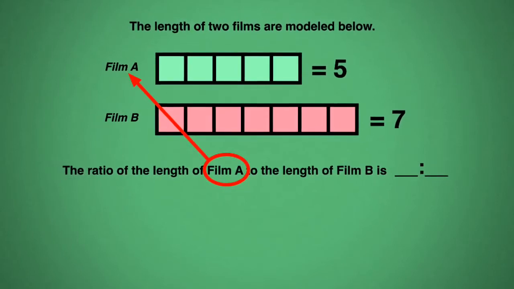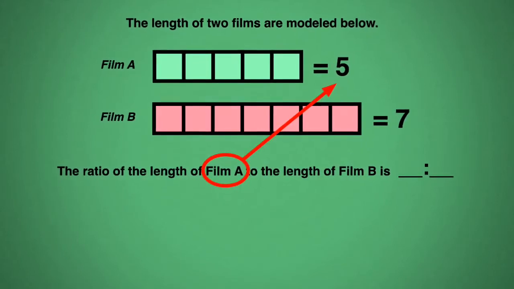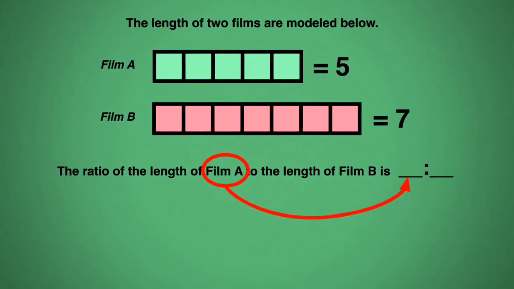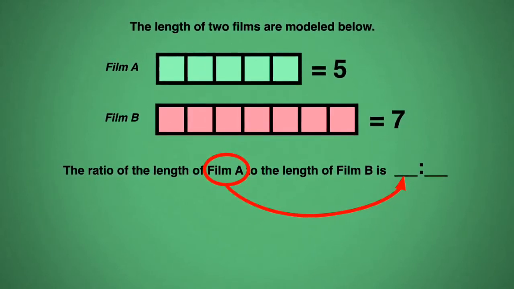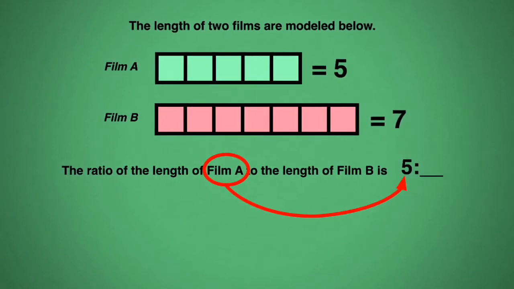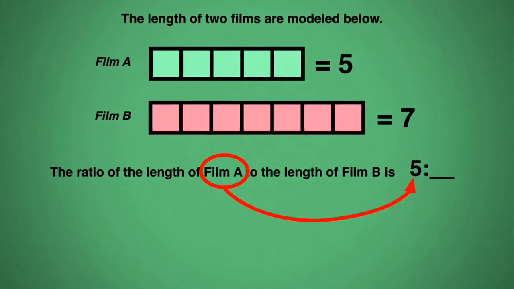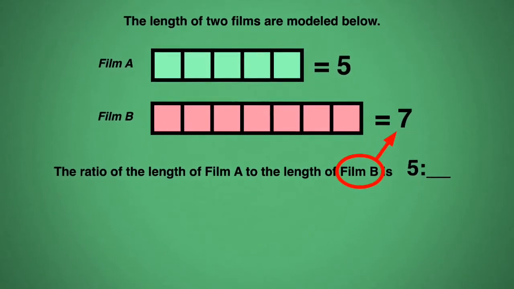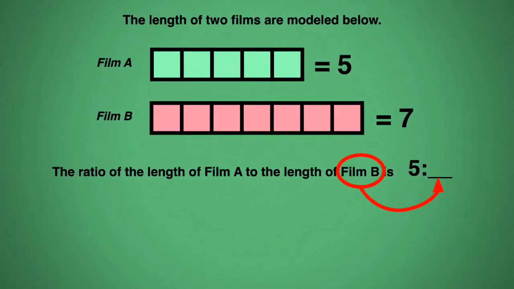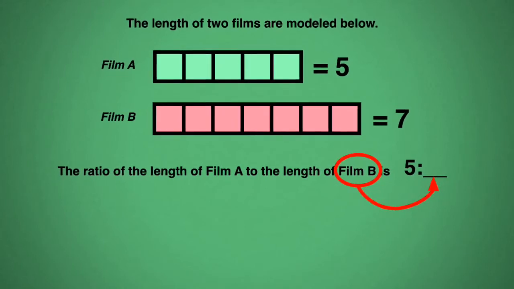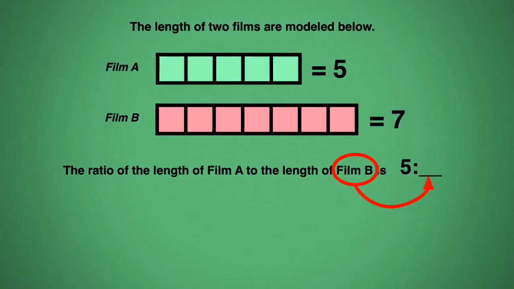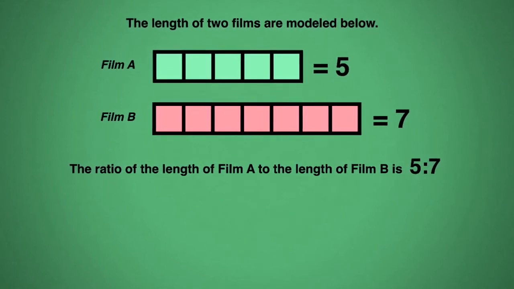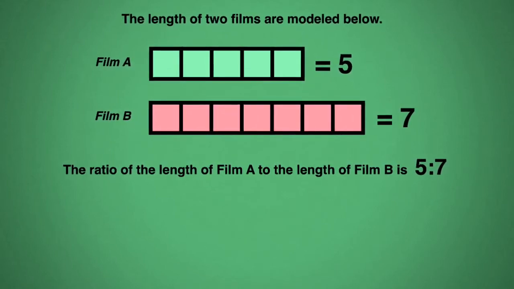Film A, how long is it? Film A is a length of 5. And if we're being asked the ratio of the length of film A, we can plug in the length right here. We've seen that the length of film A is 5. Now for film B. Its length is 7. And because we're being asked the ratio of the length of film A to the length of film B, we can simply plug it in. Here we have the ratio of the length of film A to the length of film B, 5:7.